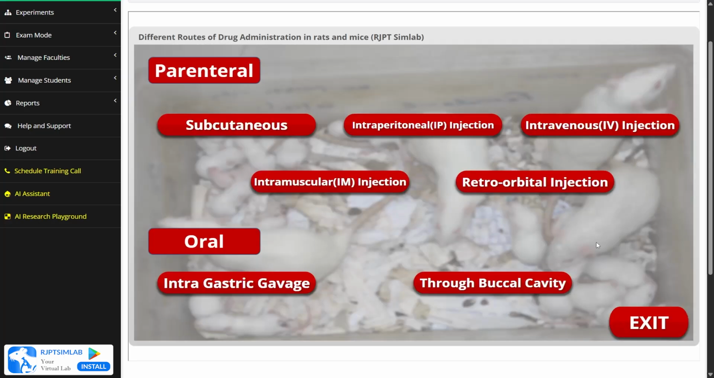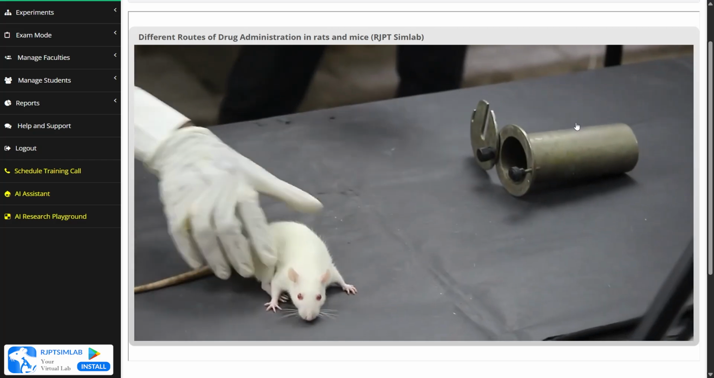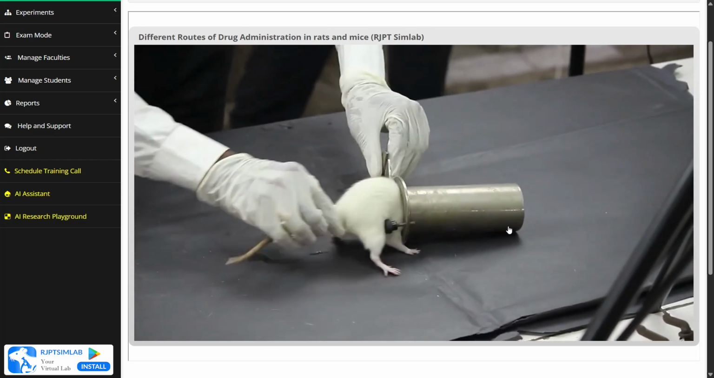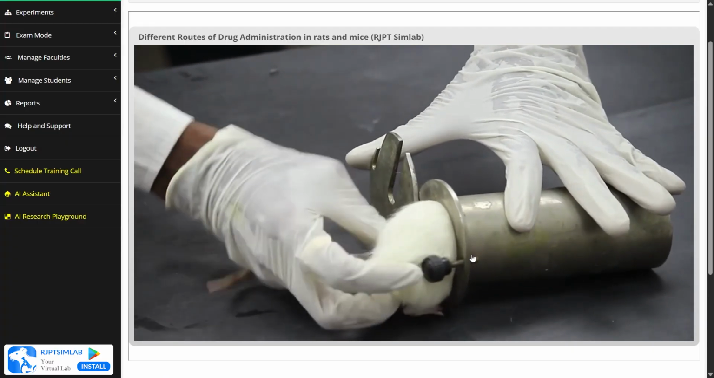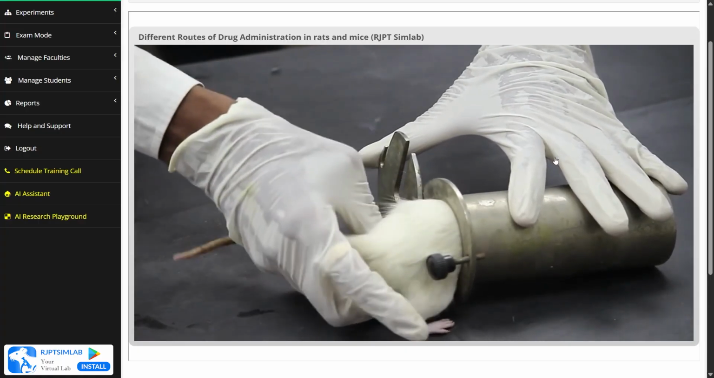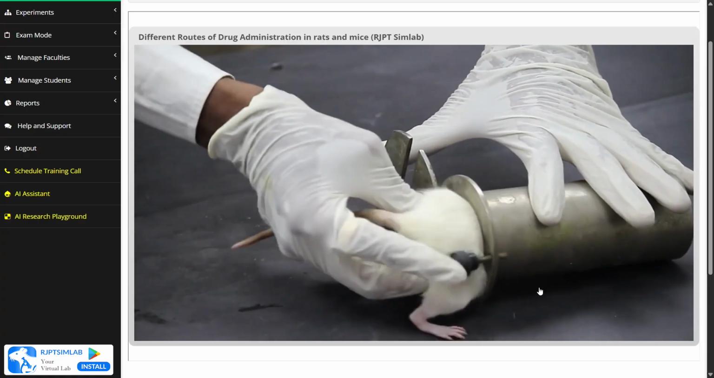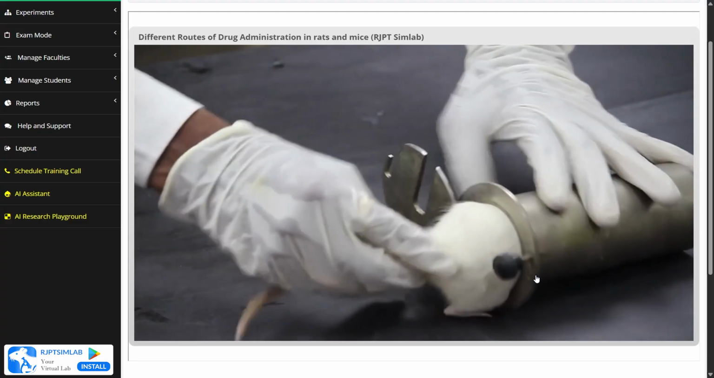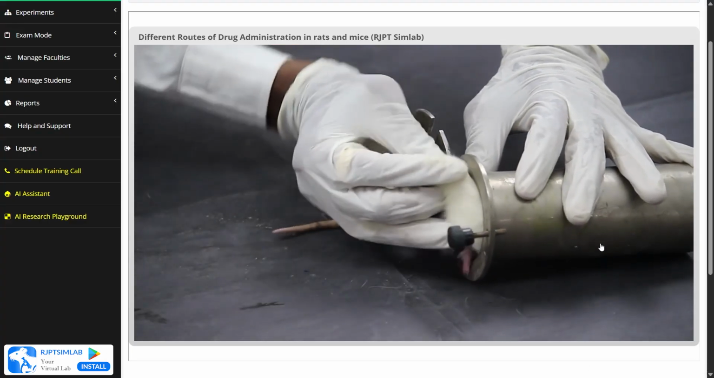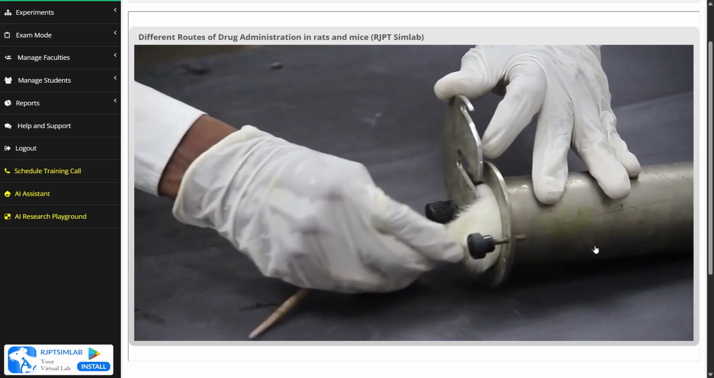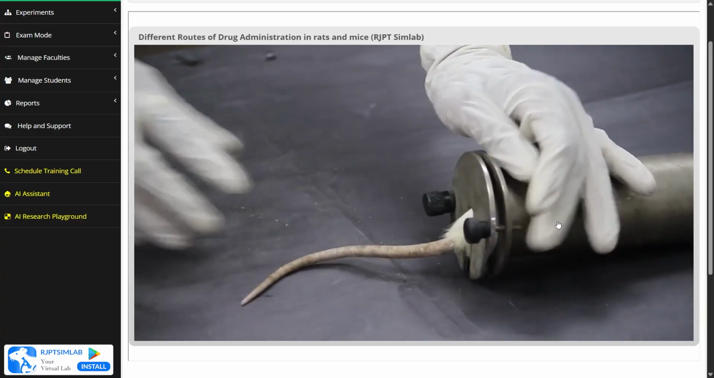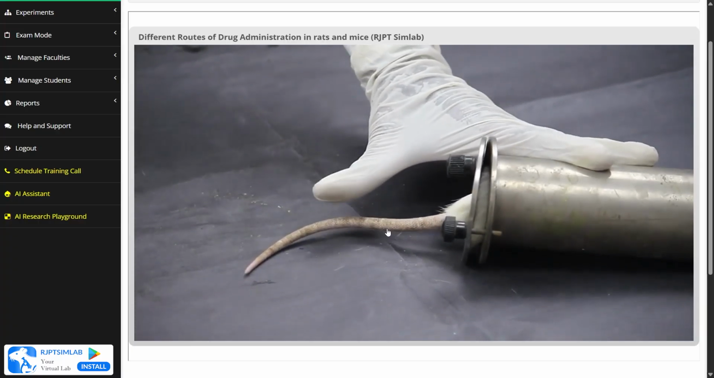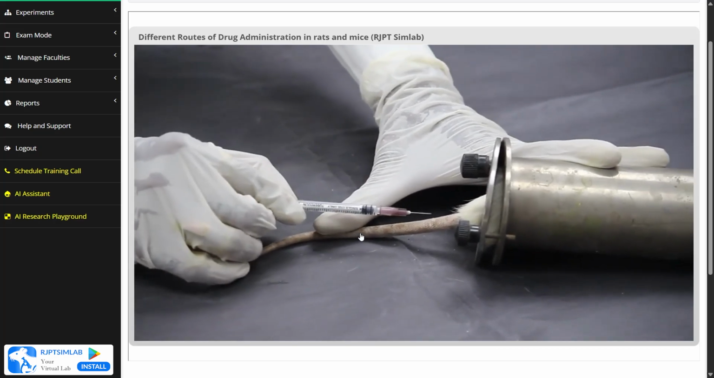Now let's move on to our third method, which is the intravenous injection route. For this method, we need an instrument known as the tubular mouse holder. We have to carefully insert the rat inside the tubular rat holder and close the lid, and we have to make sure that the tail of the rat is outside of the tube so that we can insert the drug via the tail vein of the rat. As we can see here, we are gently closing the lid of the tube, and the tail of the rat is outside of the tube.